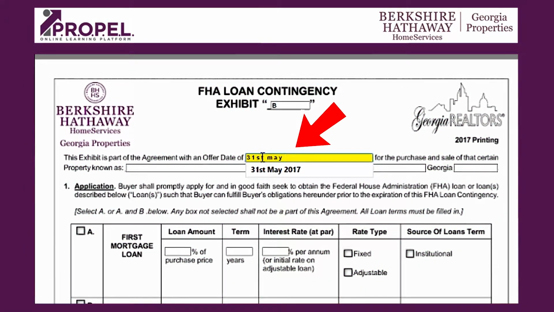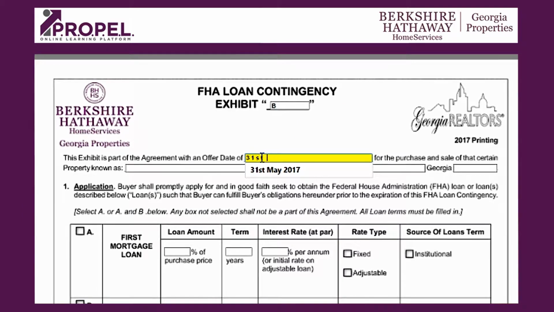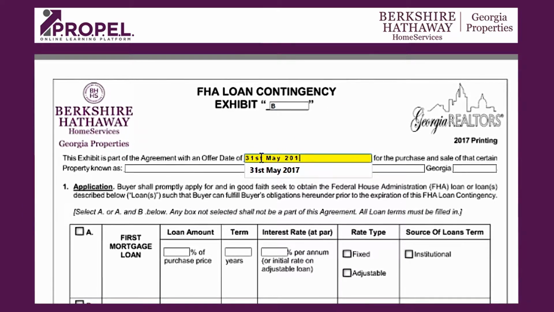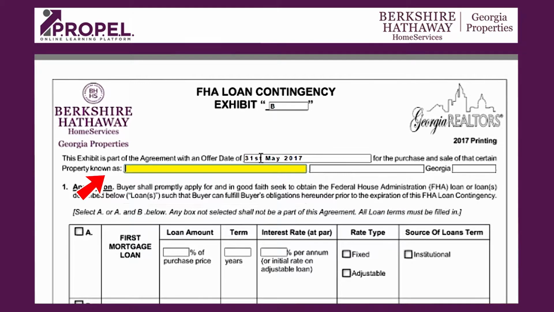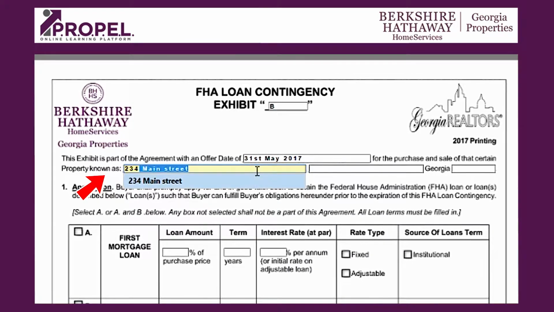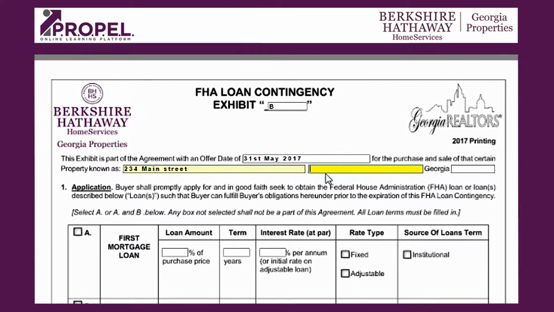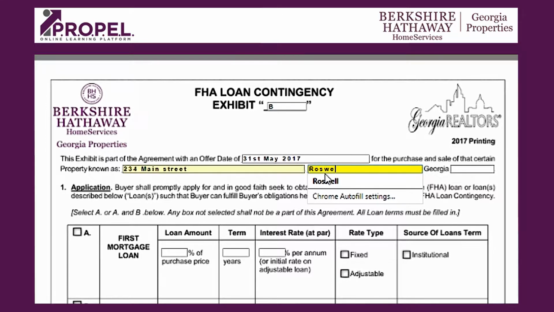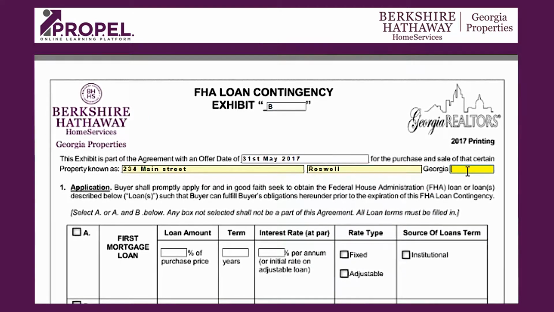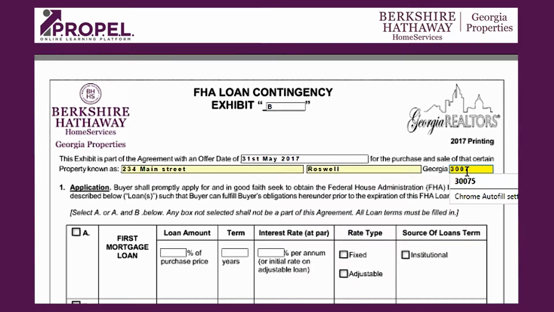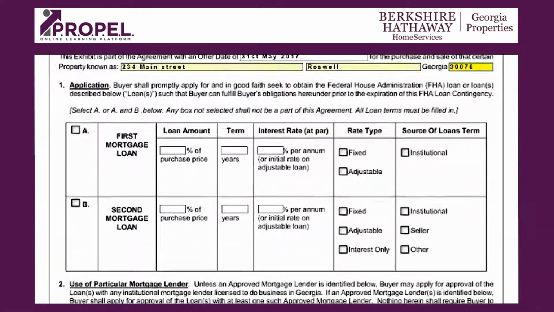So again, you're going to put in here the offer date, whatever today's date is that you're writing this or the offer is coming in at. So 31st of May, 2017. And you're going to put in the property, 234 Main Street, and it's going to populate Roswell. And the zip code, 30076. And you're going to fill that out.